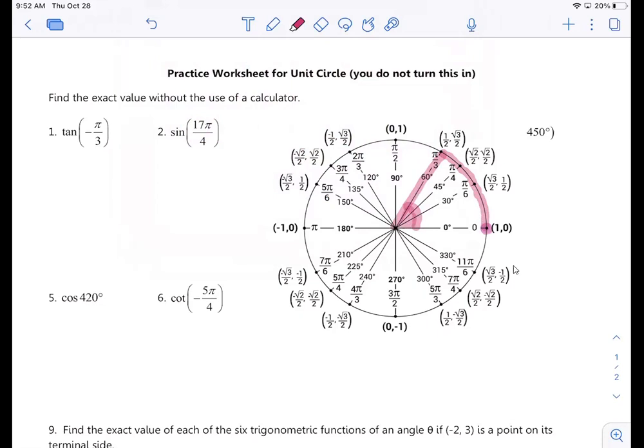And we already learned that our sine value is our y coordinate if it's on the unit circle, and it's our x coordinate for cosine. Tangent, we talked about, is sine divided by cosine. Another way to look at that is y over x. Again, the best part about this class is when in doubt, create a triangle.